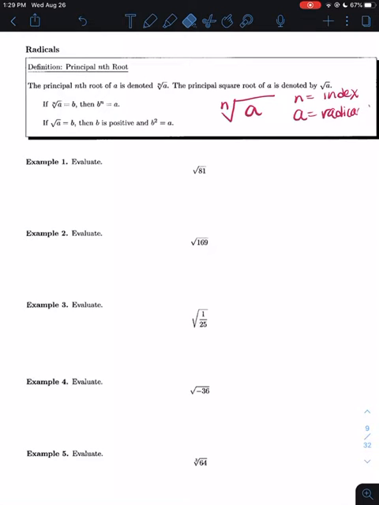Make it a little bit better. All right, I'm sorry, y'all. That's just ugly. So a is the radicand.